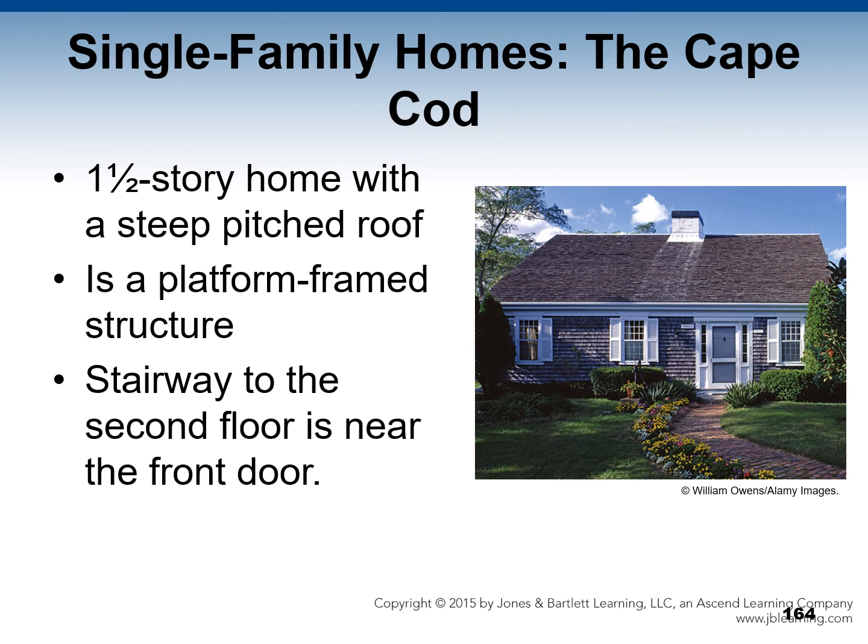The Cape Cod, very popular type of construction in the United States, consists of generally a 1.5 story home with a steep pitched roof. It is a platform framed structure. The stairway leads to the second floor, and it's usually located near the front door. Bedrooms may be located on both the first and second floors. And in this type of construction, it looks like there isn't a second floor, but there actually is. And in this particular Cape Cod, the windows on the back side of the building face the backyard, and that's the second story.